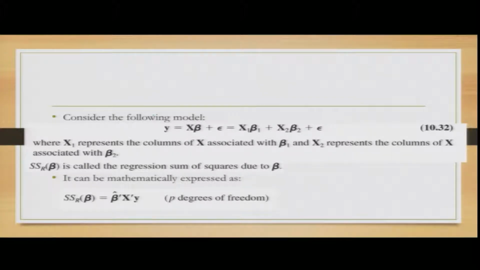The sum of squares for the regression, which is called the regression sum of squares due to beta, and obviously, you will have the sum of squares considering the error part, where the suffix will be capital E. It can mathematically be expressed as the sum of squares for beta being equal to beta hat transpose, so it was basically a column vector, it will now become a row vector, multiplied by x transpose into y.